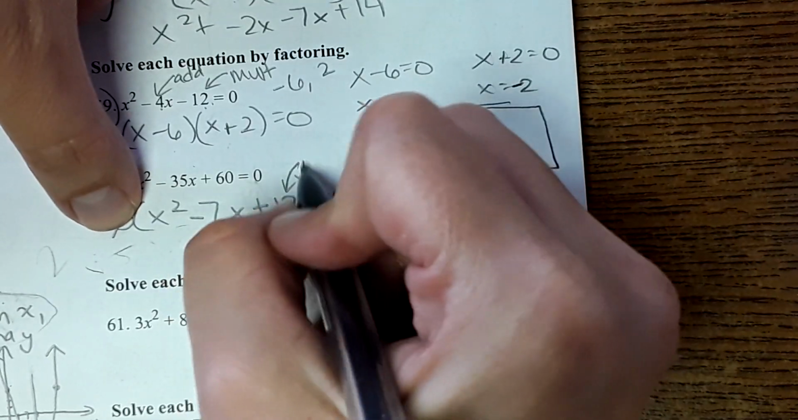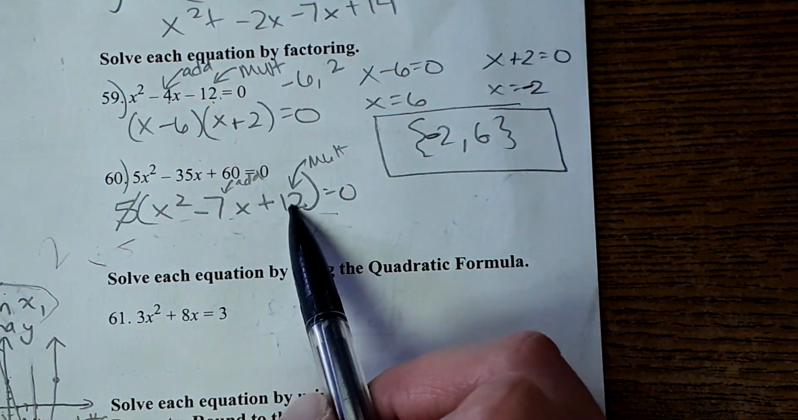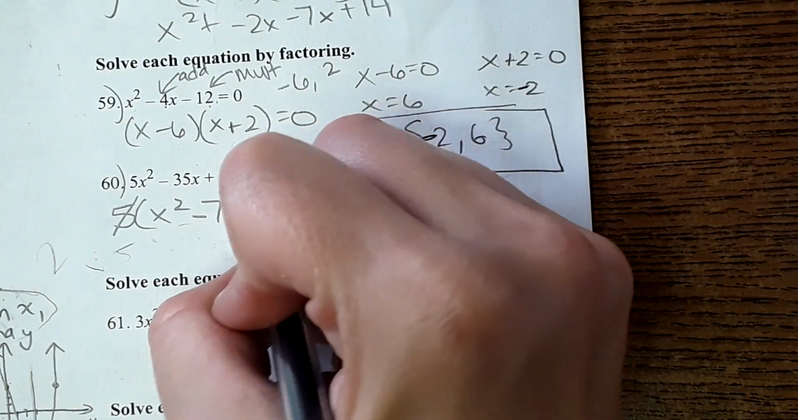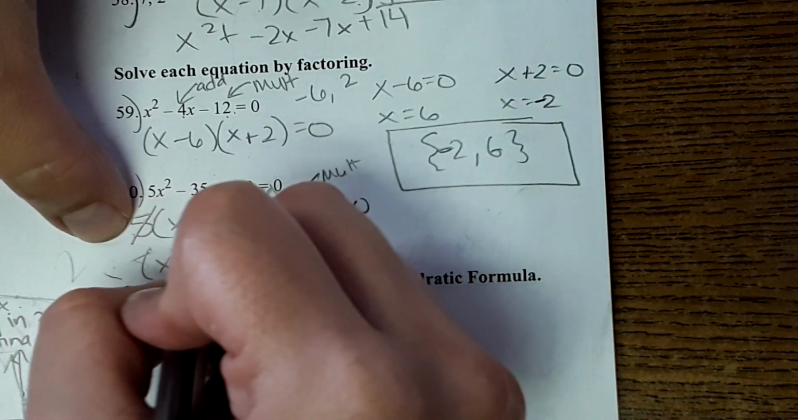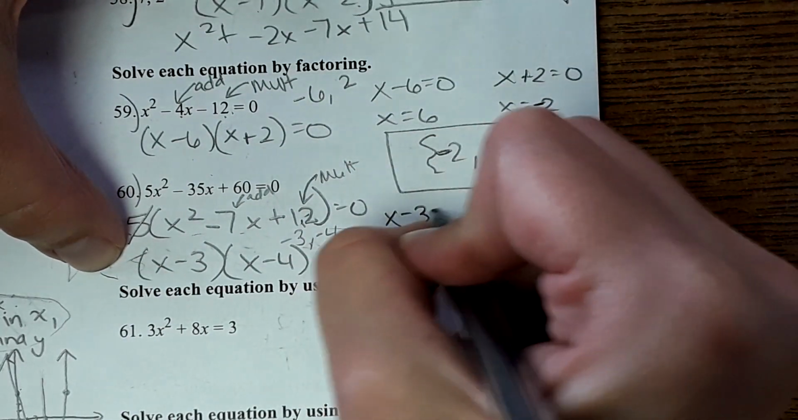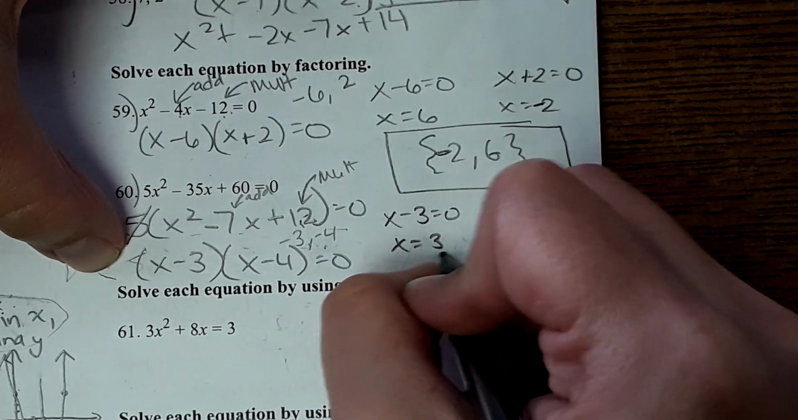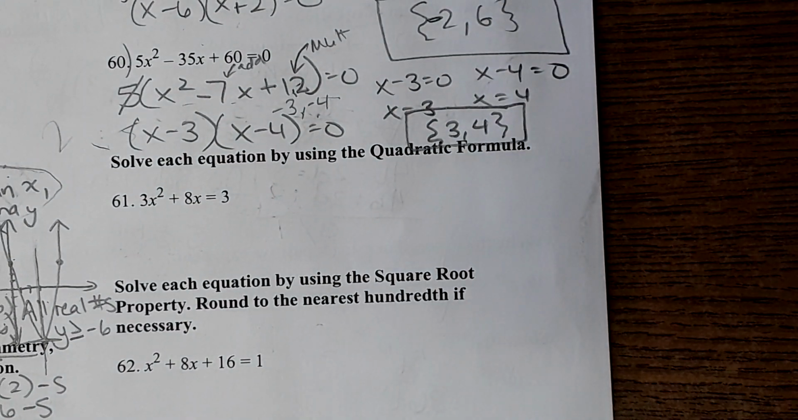Two numbers that multiply to this and add to this would be negative 3 and negative 4. Negative 3, negative 4 would multiply to this and add to this. So (x minus 3)(x minus 4) equals 0. Set each of these equal to 0 and solve. We're done.